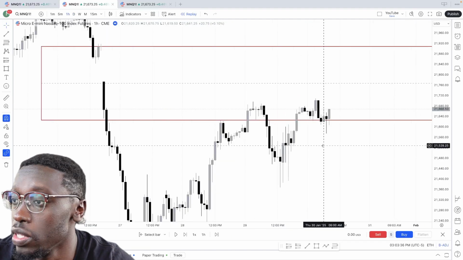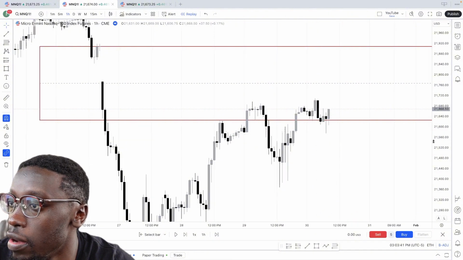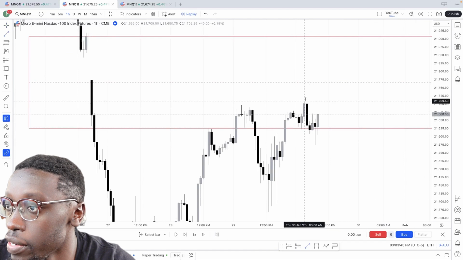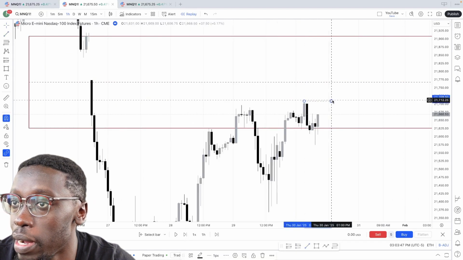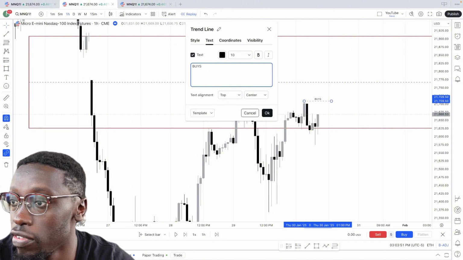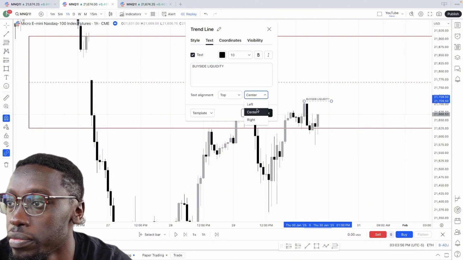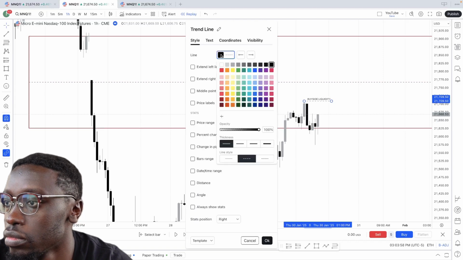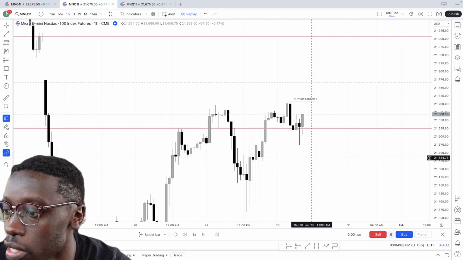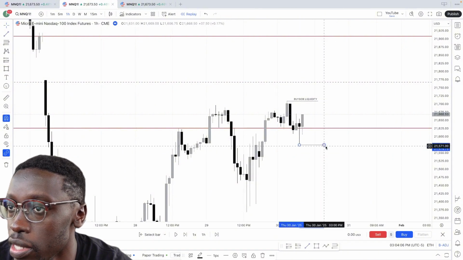So going into the market open at 9:30 a.m., this is what the market looked like going into 9 a.m. You can see that we had liquidity above us in the form of buy side liquidity from the overnight highs. So we go ahead and mark that. And then we also had liquidity below us from the 7 a.m. low here. This was our sell side liquidity.